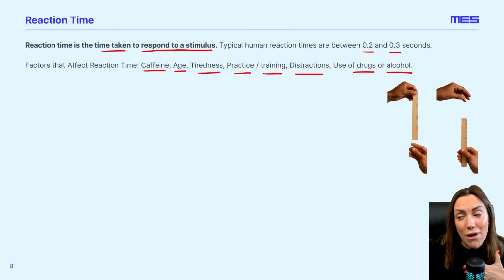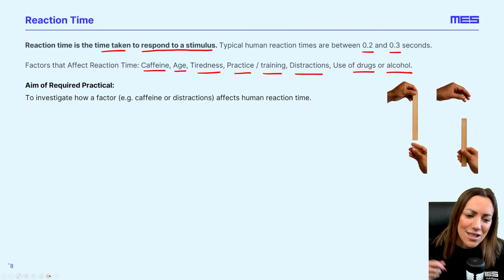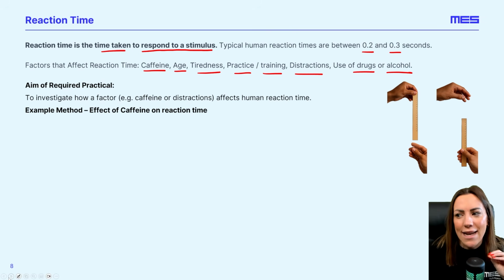So your required practical is to investigate how one of these factors would affect the reaction time. For example, you might have looked at caffeine, drinking coffee or cola versus not drinking coffee or cola. You might have looked at distractions in your school classroom to see if that affects your reaction time. Now, we're going to look at an example method.